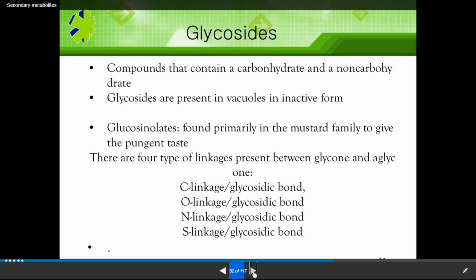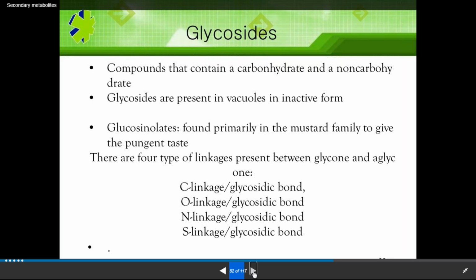Which one gives the pharmacological action? Aglycone. Glycosides are secondary metabolites which on hydrolysis yield a glycone and an aglycone moiety. The aglycone moiety has the pharmacological action, whereas the glycone, or sugar, is mainly meant for transportation of the aglycone to the required site. Clear? Usually these glycosides are present in vacuoles in an inactive form. Glucosinolates are found primarily in the mustard family, and they give the pungent taste.